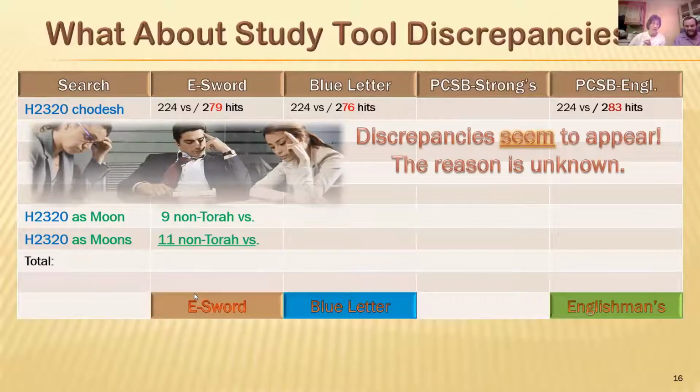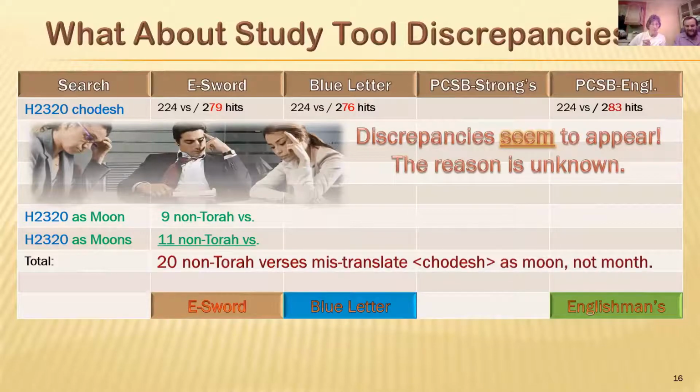Okay, let's look at Blue Letter Bible. Oh, let's do the eSword first. So there we have our 20 non-Torah verses. We did this the last time I think we did it, right, Tim? Yes. That we decided these were mistranslated as moon. They should have been translated as month.